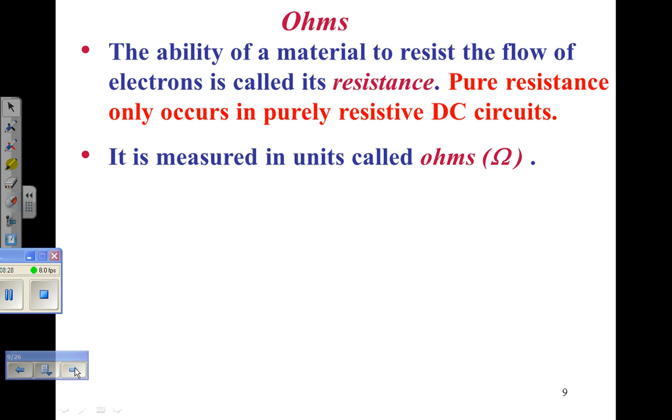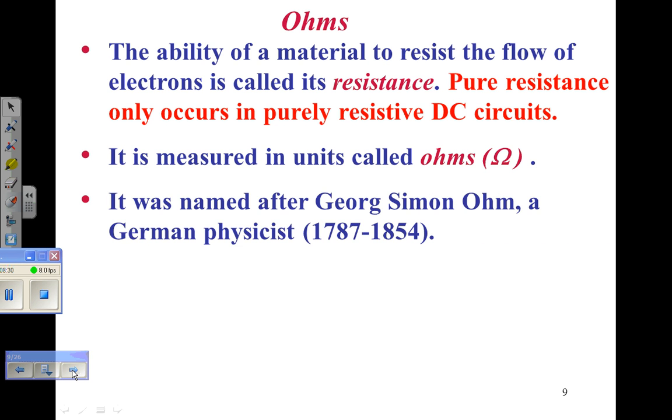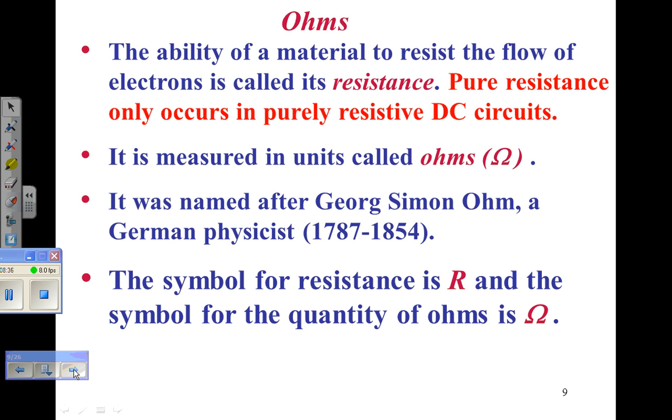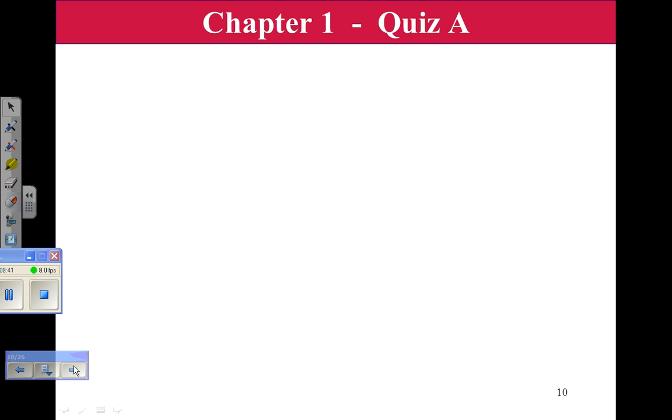Okay, it's measured in ohms, and it's named after George S. Ohm, a German physicist. The symbol for resistance, of course, is R, or the ohm symbol. R for when we don't know the resistance, a specified number of ohms if we do.